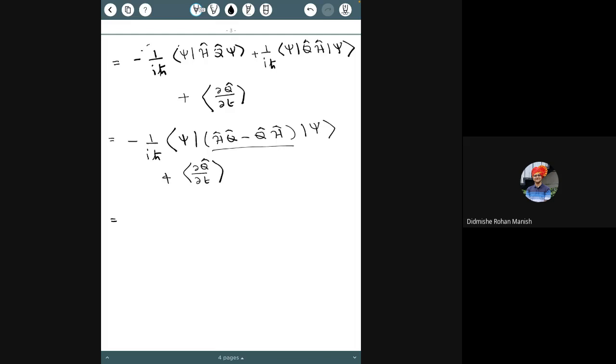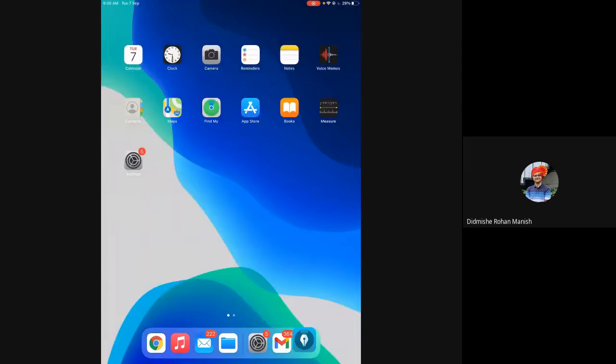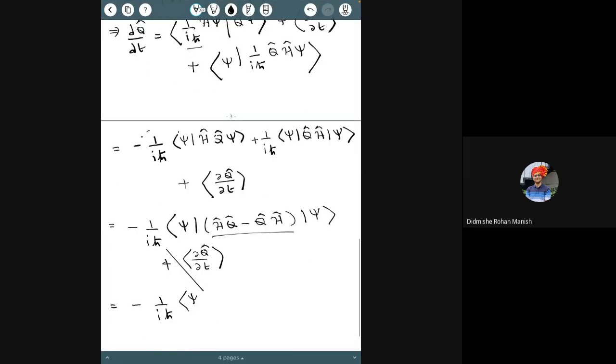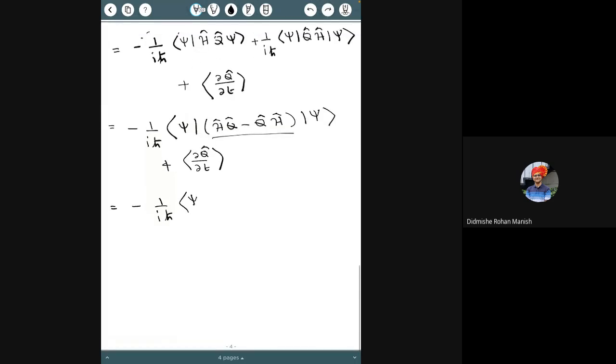Okay, so let me just simplify this one more step, then I'll write it in integration form. So this HQ minus QH operator, you have now learned that these are called commutators, I guess. So it will be ψ, the commutator of H and Q, ψ, plus the expectation value of ∂Q/∂t. Okay, do you want me to write this in integration form? That is okay, if you want it.